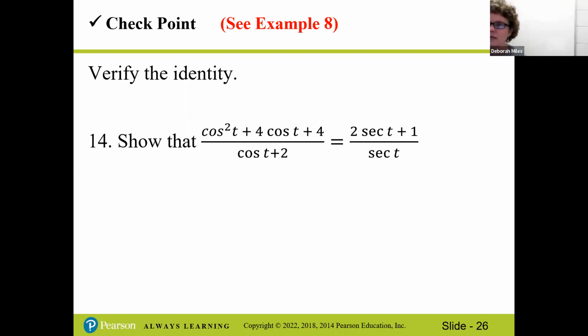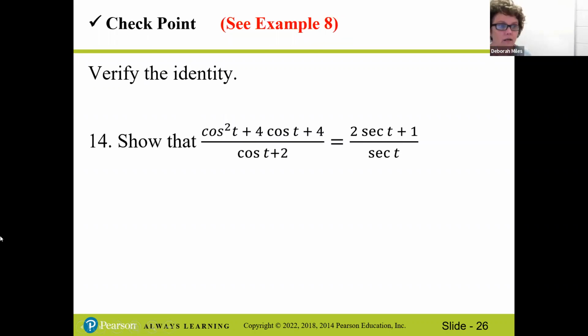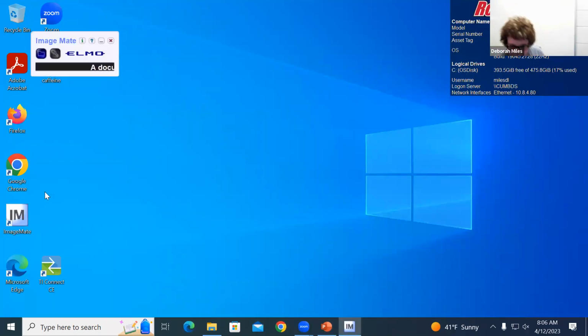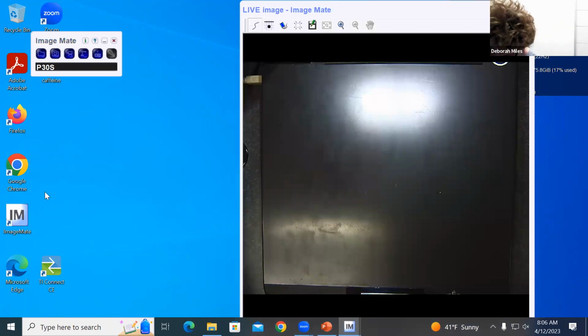So where's my image mate? Oh, I have a lot of stuff open. There we go. That's number 13. 14. Oh, there it is. Okay. 14.